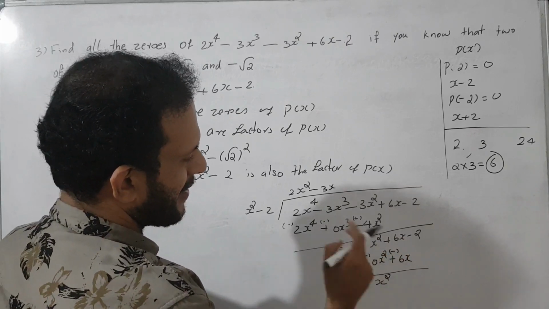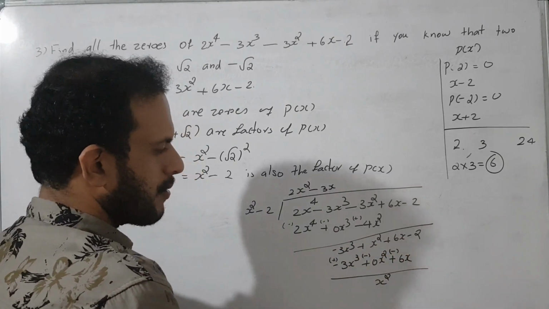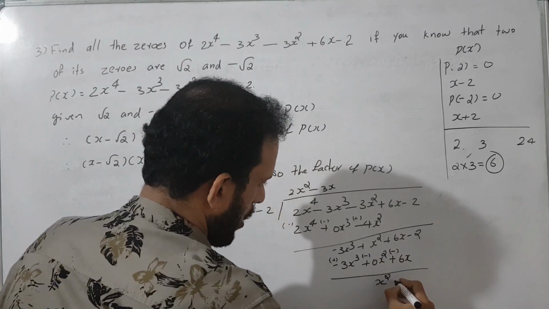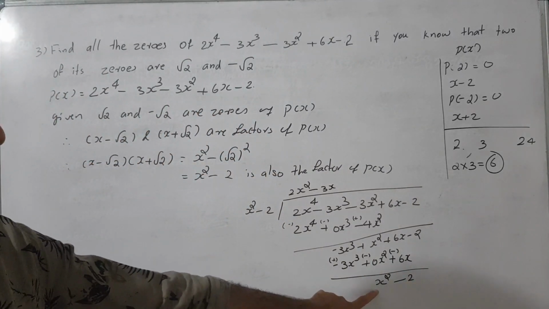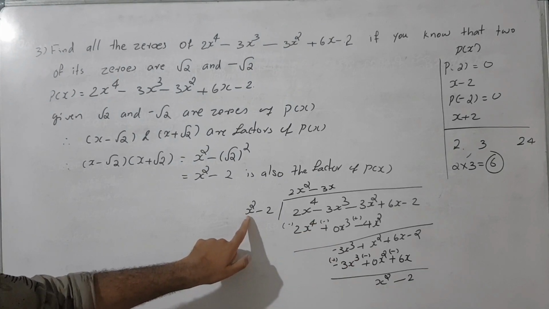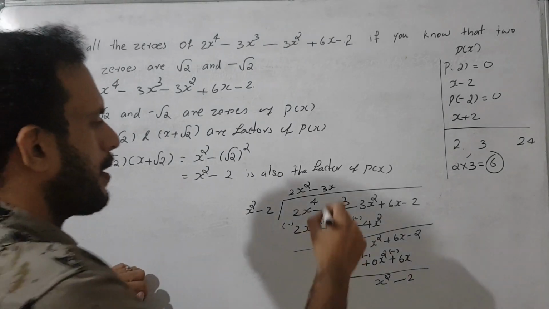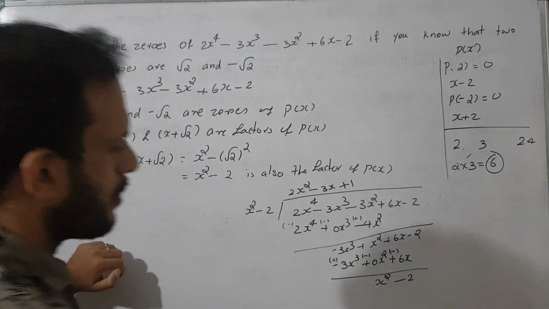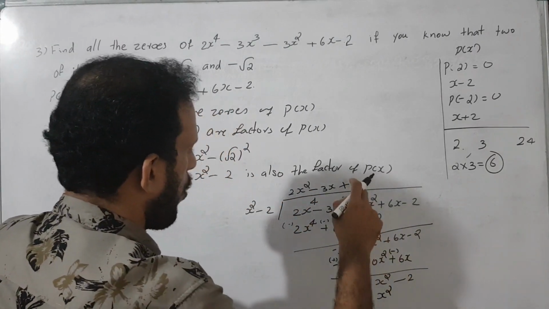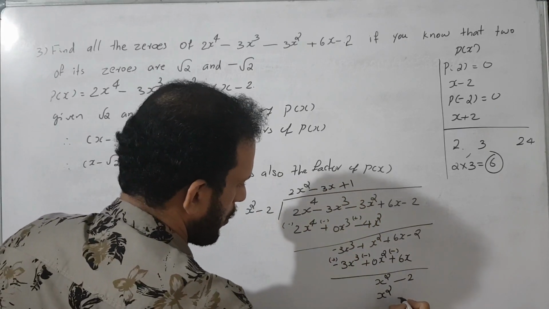6x minus 6x is 0. Then remaining is minus 2. So x square divided by x square is plus 1. It's 1, correct? Then 1 into x square is x square. 1 into minus 2 is minus 2.